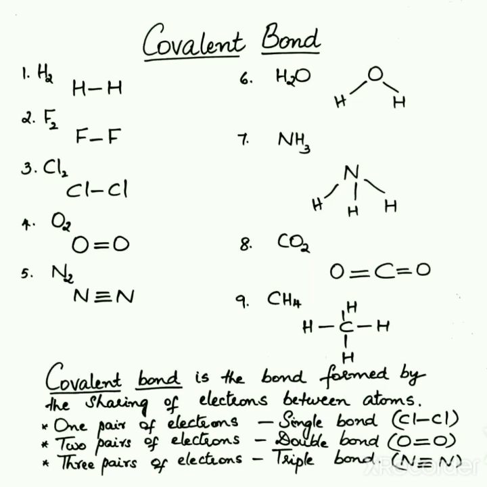So, in these examples, we have found that the bond is formed by the sharing of electrons between atoms. Such a bond which is formed by the sharing of electrons between atoms is known as covalent bond. If one pair of electrons is shared between two atoms, then a single covalent bond will be formed. And if two pairs of electrons are shared between two atoms, then a double covalent bond will be formed. And if three pairs of electrons are shared between two atoms, a triple covalent bond will be formed.